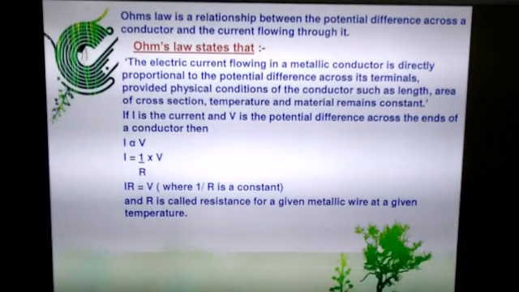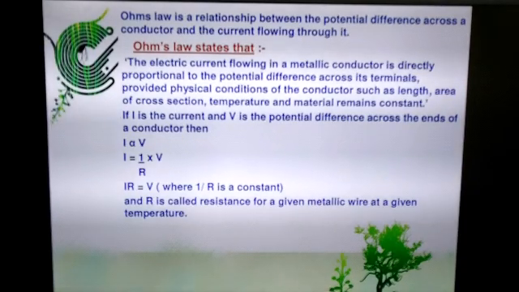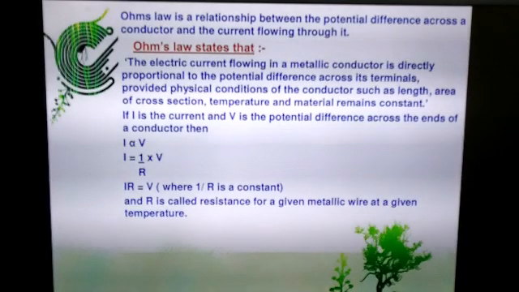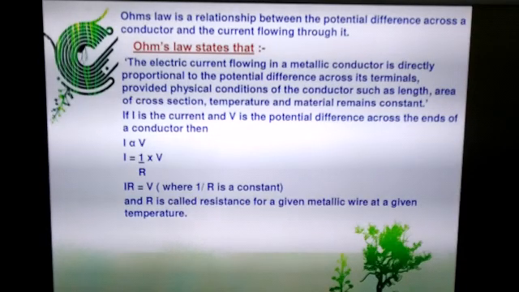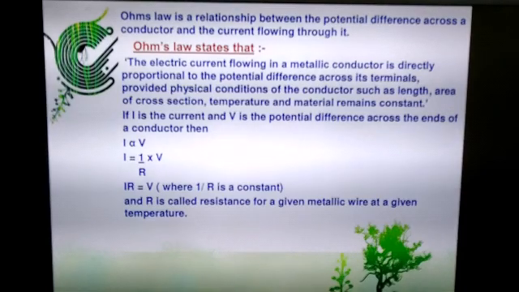So what will happen to resistance if you decrease the current? Children, if R is equal to V upon I, then there will be an inverse relationship between resistance and current. So if you are decreasing the current, then resistance will increase, or if you are increasing the current, then resistance will decrease in the circuit.